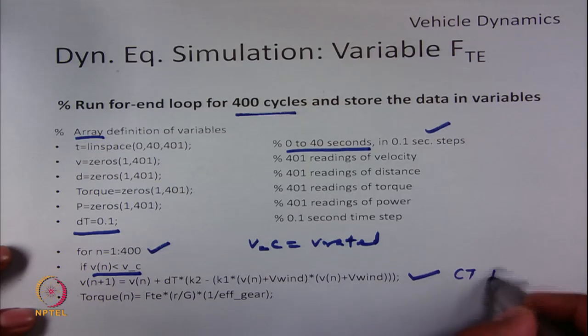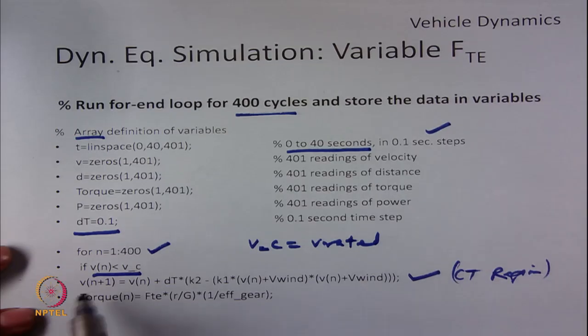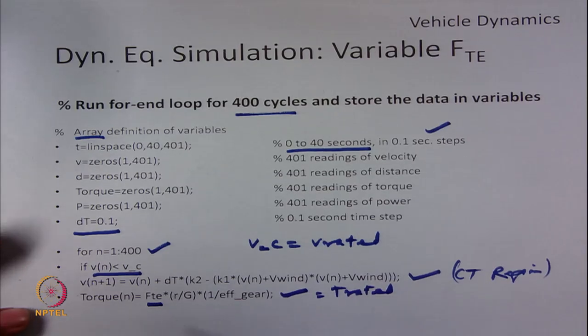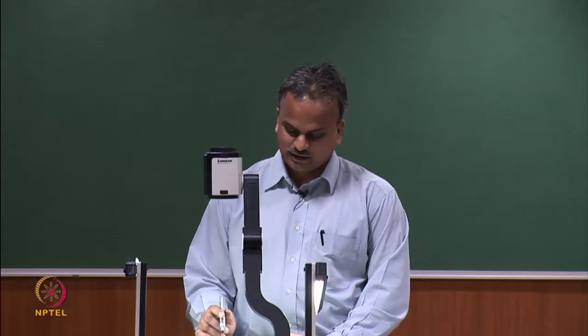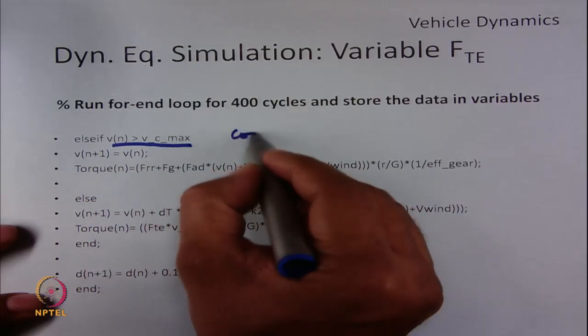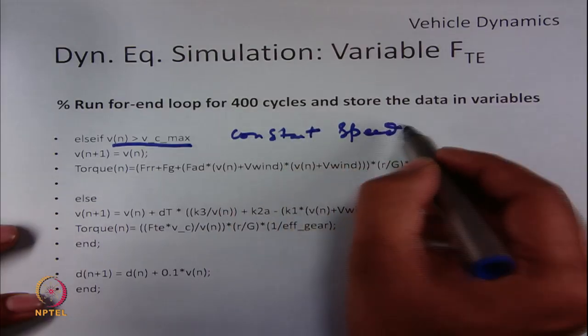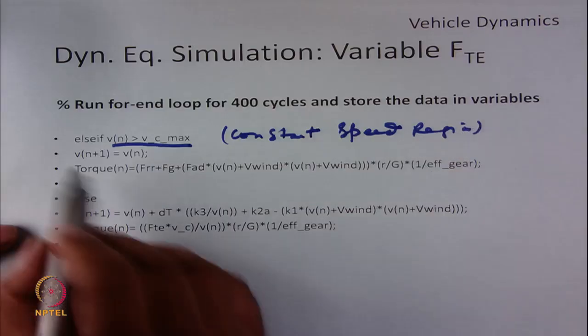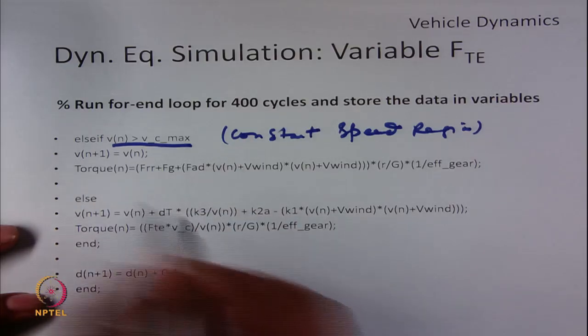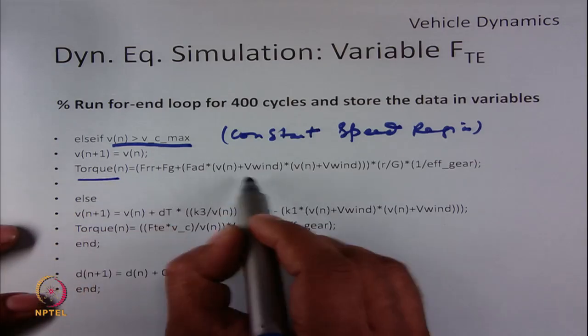So, this is constant torque region velocity equation in terms of Vn plus 1 and Vn, and the torque will be constant. So, Ft is constant and torque will be equal to T rated. So, this calculation has to be done in constant torque region. When the velocity of the vehicle is greater than V max, we basically are in constant speed region. So, the speed will be constant and there is no acceleration. So, torque is equal to just all the losses.